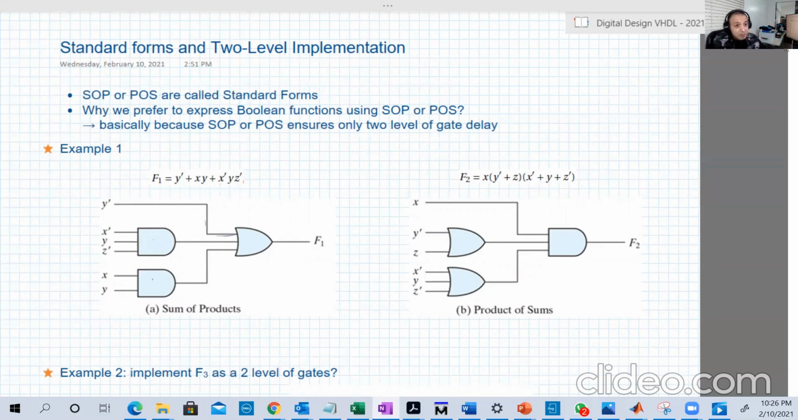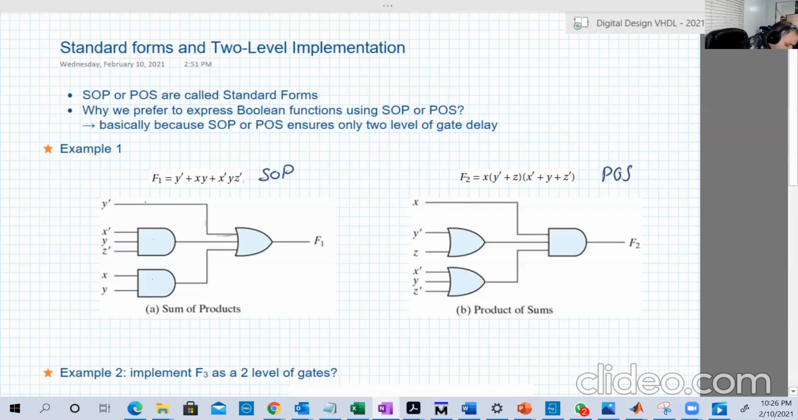Okay, let's have an example to explain why such case. So let's have two examples, F1 and F2. F1 is sum of product and F2 is product of sum. Let's start by the sum of product. Let's implement it. Okay, this is the sum of product.